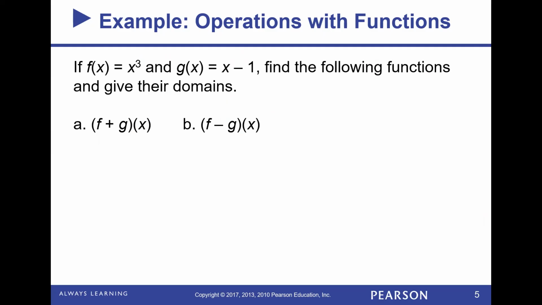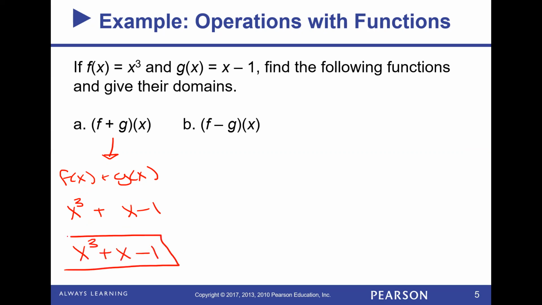And what that means is basically I'm going to take this right here and rewrite it as f of x plus g of x. Now, the f function here is x cubed. The g function is x minus 1. Again, it's all of the f function plus all of the g function. In my case here, there's really nothing I can do. There are no like terms that I can combine. So that's my final answer.